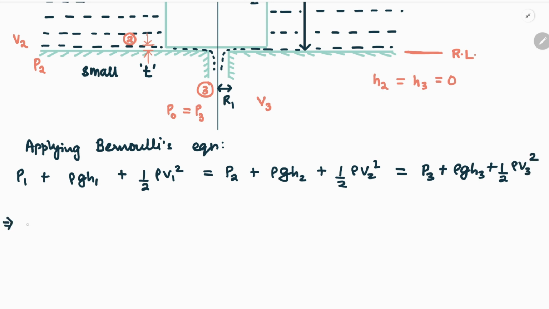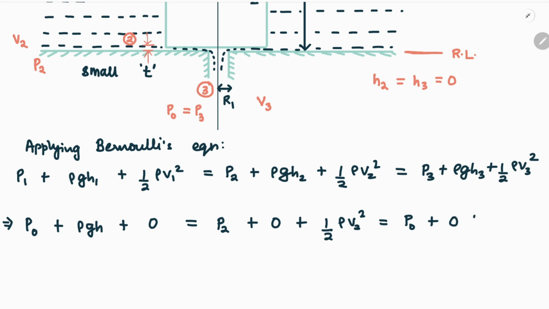So over here P1 we are marking as P0. It is at a height h, rho g h. The flow velocity is 0. At 2, P2 is P2, at reference level, h2 is 0, plus half rho v2 square. At 3 it is equal to P0, h3 is equal to 0, plus half rho v3 square.